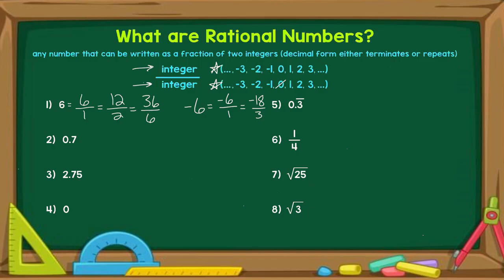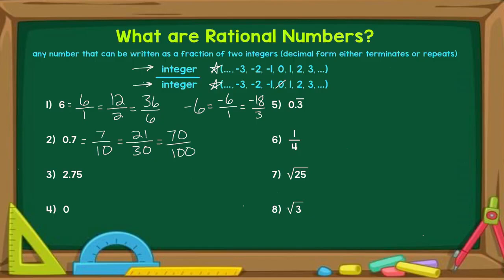Let's move on to number 2 where we have a decimal, 0.7. Is this rational? Well, it is a terminating decimal. It cuts off. So right away we can see that this is rational. But can it be written as a fraction of two integers? Yes. 0.7 can be written as 7 over 10. That equals 0.7. Or 21 over 30 equals 0.7. Or even 70 over 100 equals 0.7. So 0.7 can be written as a fraction of two integers.